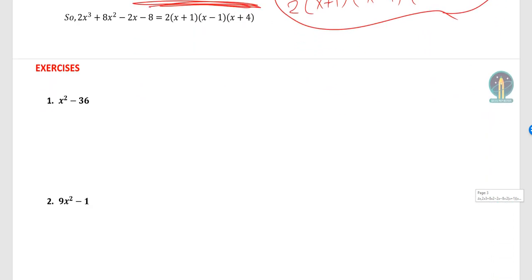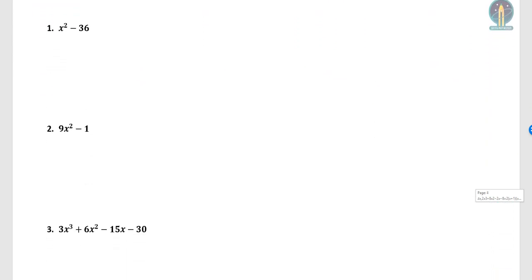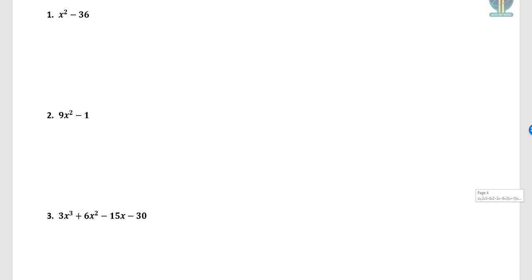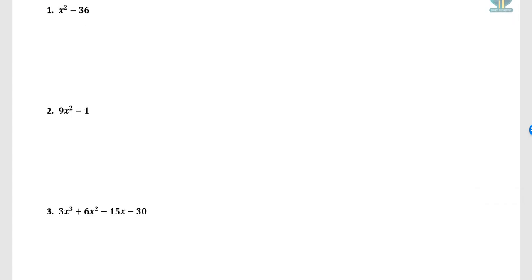Here we have some exercises. Please pause the video, work on these, and come back for the solutions. Okay, x squared minus 36. This is very straightforward. Open two parentheses. x squared factors out to x and x. 36 is 6 and 6. And then just plus and minus. Very straightforward.